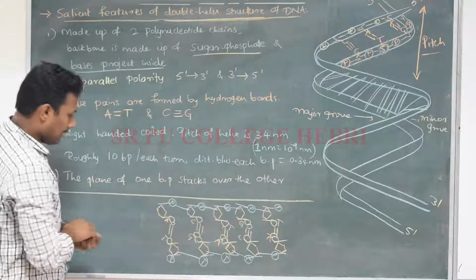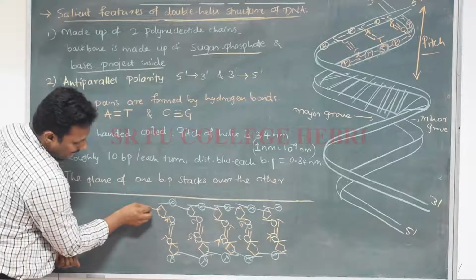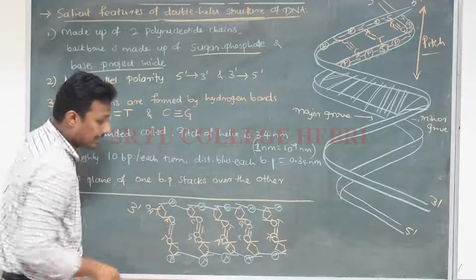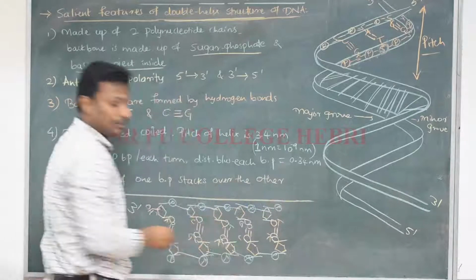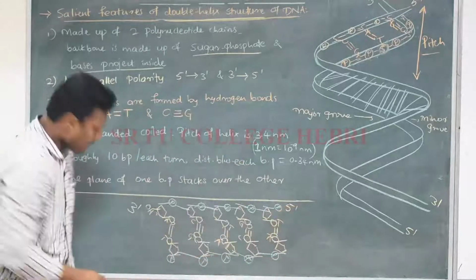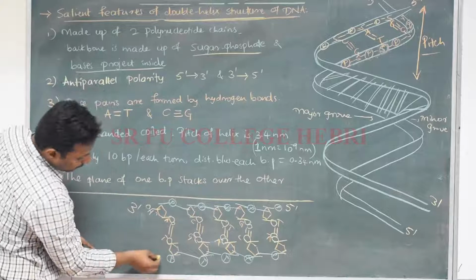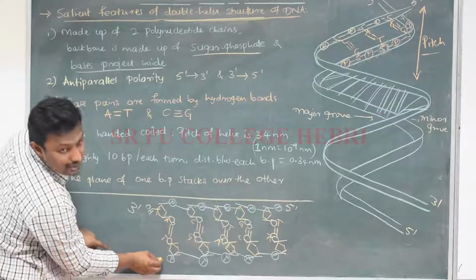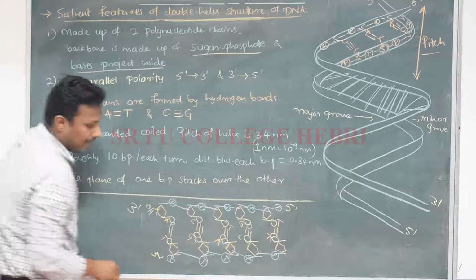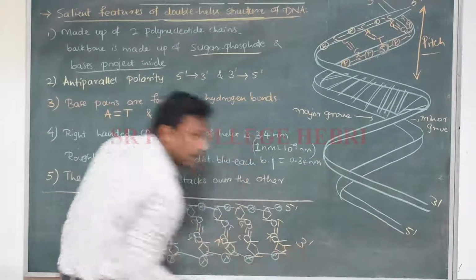So, what are you seeing here? The third carbon atom here has got a free OH group, right? That is called a 3 prime end, and at the fifth carbon atom there will be a free phosphate group that is called as the 5 prime end. But look at the other strand of the DNA, where the fifth carbon atom is having the free phosphate group. This is called as 5 prime end, whereas the third carbon atom here is free. That is what is called as 3 prime end.